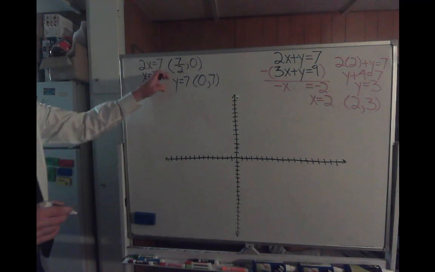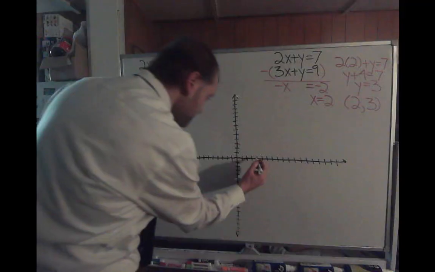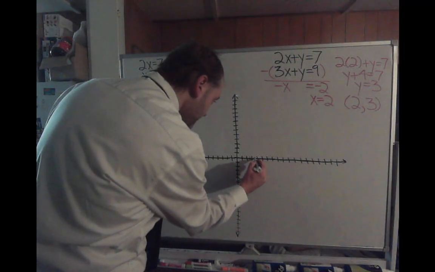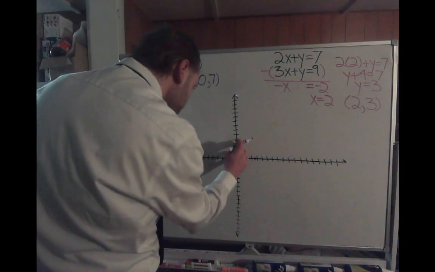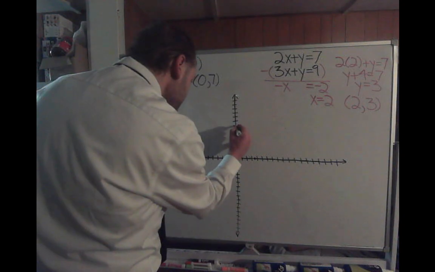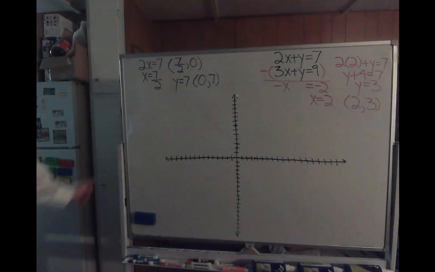Now that I've found both of my intercepts, why don't I plot them? So 7 halves, 0, that's 3.5, 0. That'd be right there. Now 0, 7, that's 3, 4, 5, 6, 7. That's all the way up here. So now I've plotted both of those points.